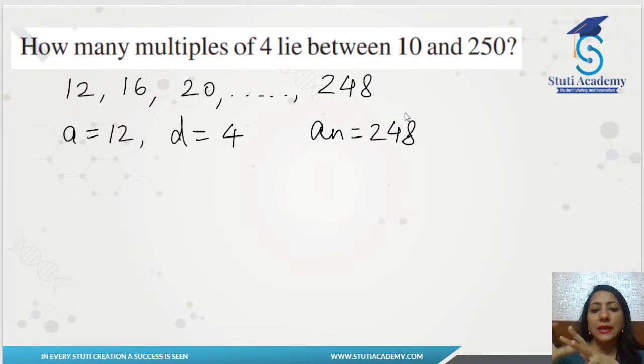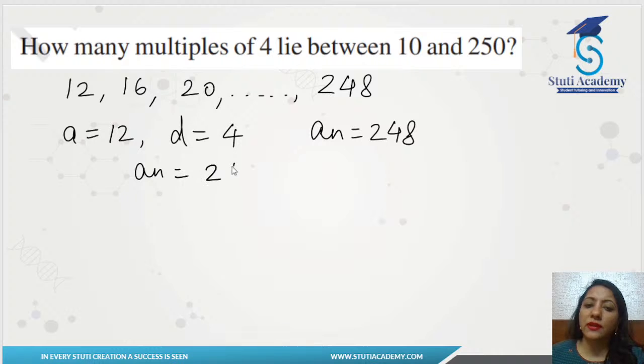If I get the nth term, if I get the value of n, that is how I'm going to get the number of multiples of 4 which lie between 10 and 250. So I've taken the nth term as 248. I know A is 12. I know D is 4. I'm going to now solve for n.